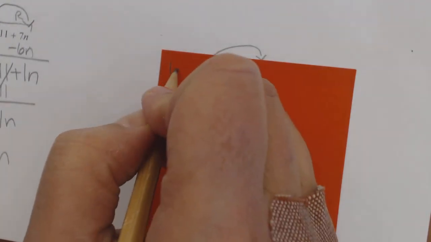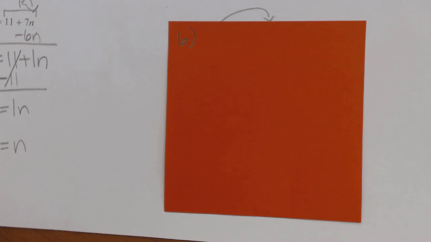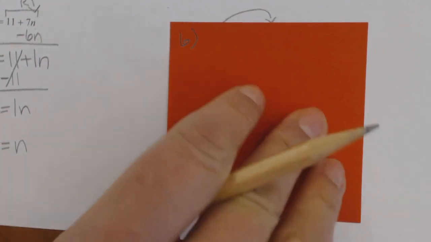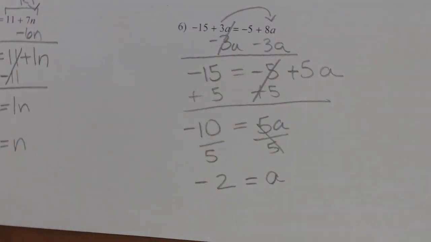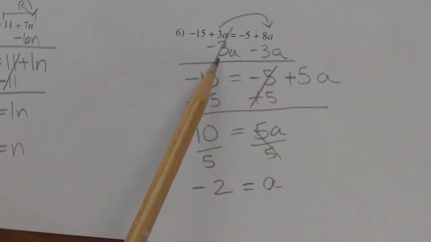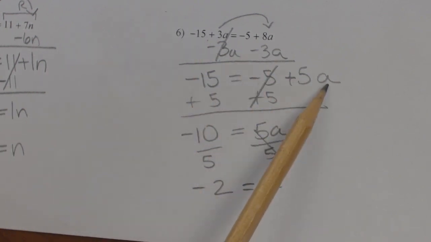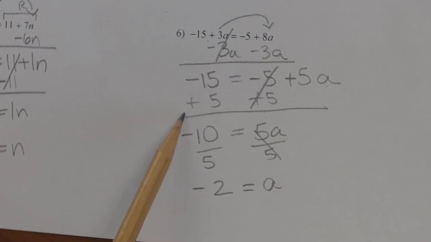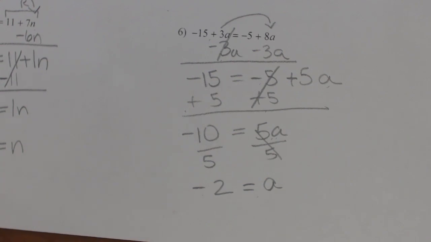And here's the last one. This is number 6. I would like you to try it. Pause the video, and then I will reveal the answer. Okay, here we are back. Ready for the big review? Here's number 6. What I did first was undo the 3a by subtracting it. It was plus. Brought everything down. I added my 5 to both sides, and then I divided by 5 because that was the number next to a, and I got a as -2.